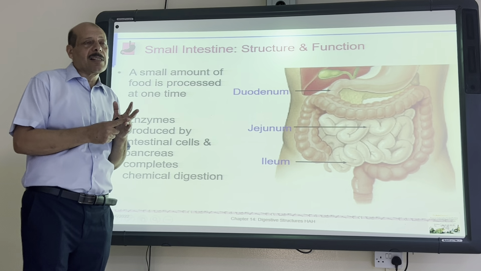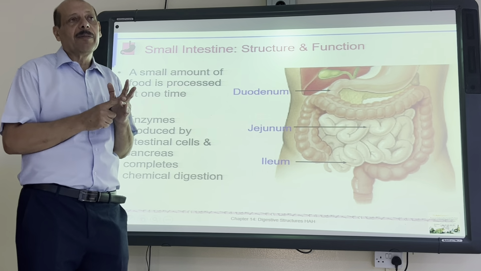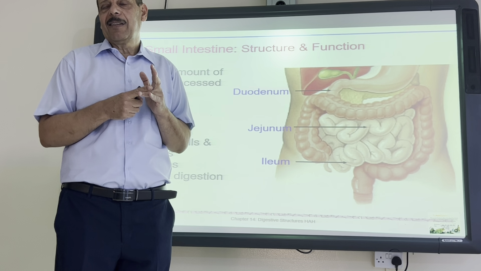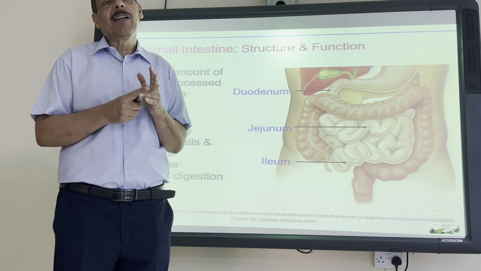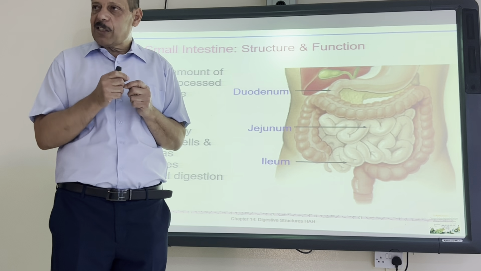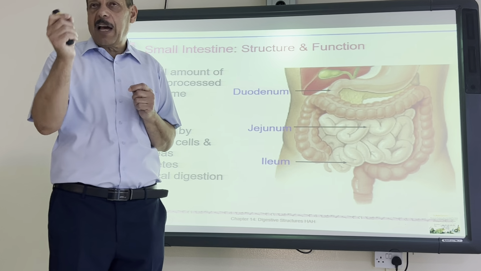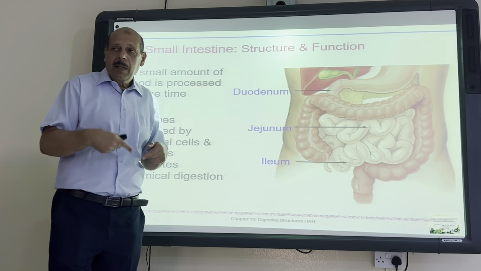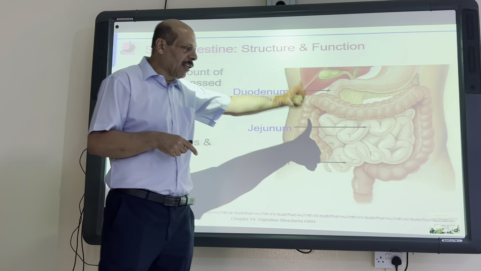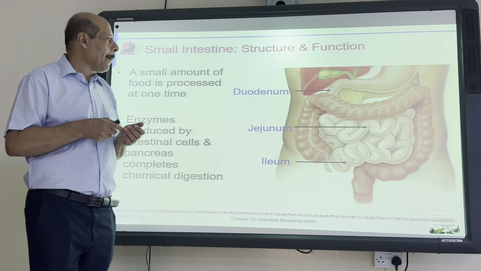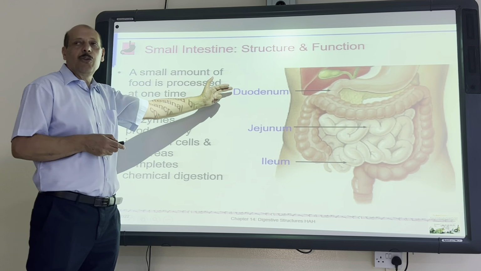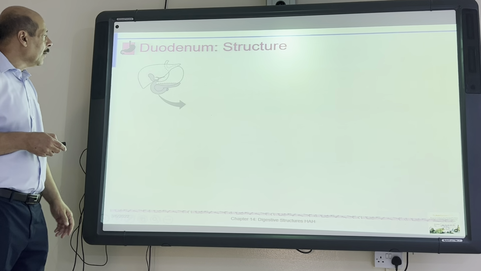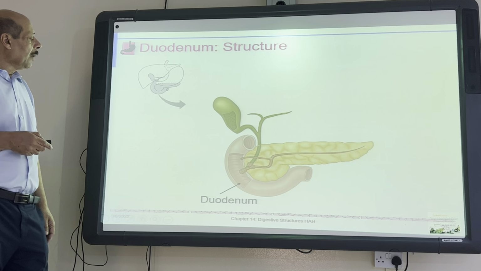Where does mechanical digestion happen? Mouth and the stomach. So in the mouth and stomach, mechanical digestion will be there. Chemical digestion also starts in the mouth, which is the only digestion for carbohydrate. Then chemical digestion also happens in the stomach and the intestine, mainly in the duodenum.